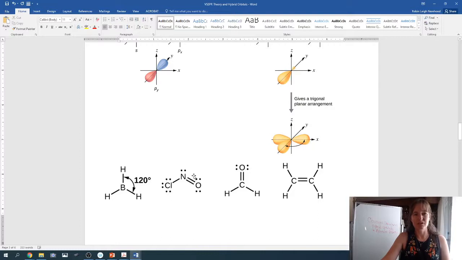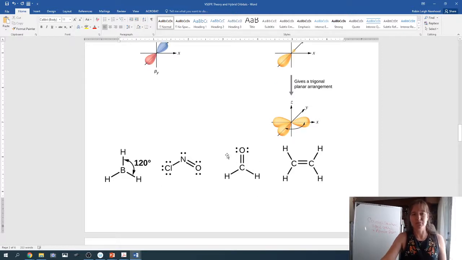This nitrogen here, it has an oxygen and a chlorine, so that's 2 atoms, and then it has 1 lone pair. So the domains is generated by looking at atoms. The nitrogen has 1 oxygen atom bonded to it, 1 chlorine atom, and then you also add lone pairs that are on the atom, so that gives you 3, so it needs 3 orbitals.